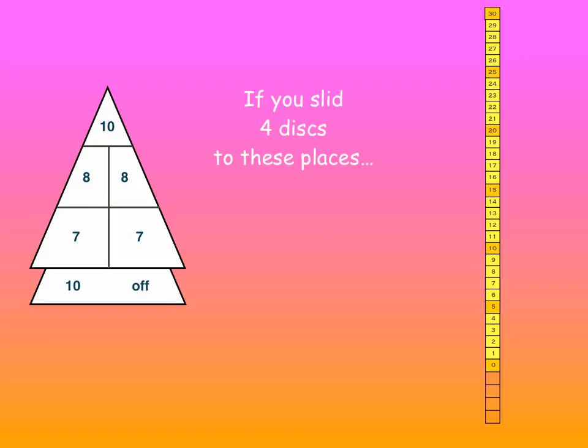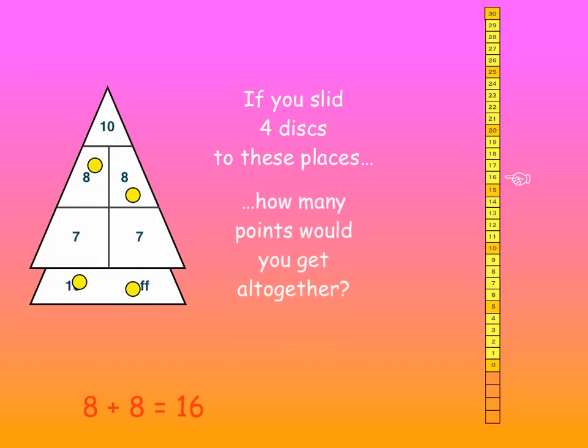Here's one for 4 discs. If you slid 4 discs to these places, so you have an 8 and an 8, that makes 16. So point at 16 on the scoreboard. And then you got 10 off and another 10 off. How many points would you get altogether?